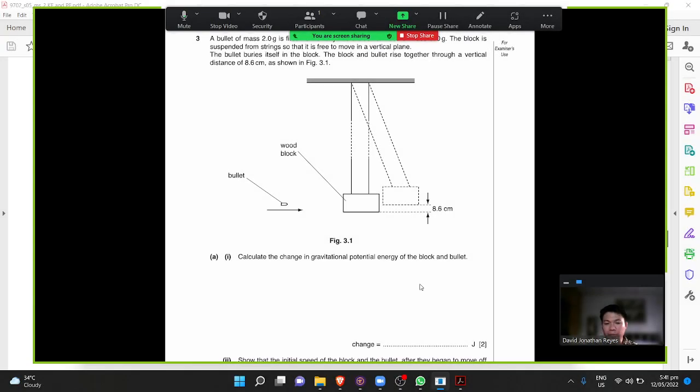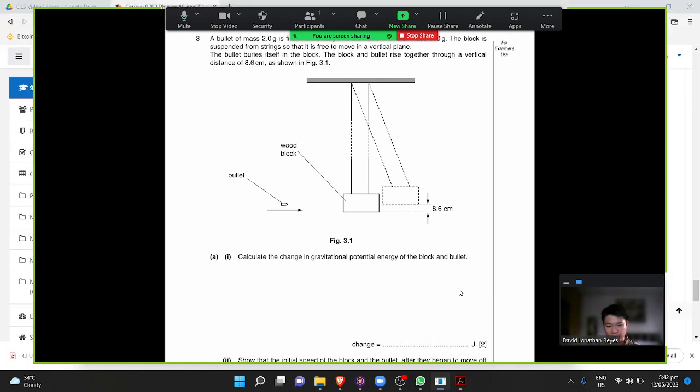All right, here we have a problem that deals with multiple types of energy, potential energy and kinetic energy specifically. And we want to solve for the first one, the change in gravitational potential energy of the block and the bullet. So what happened is that the bullet hits a stationary block and the block starts to move upwards. Okay, so that's the whole problem that we have here.